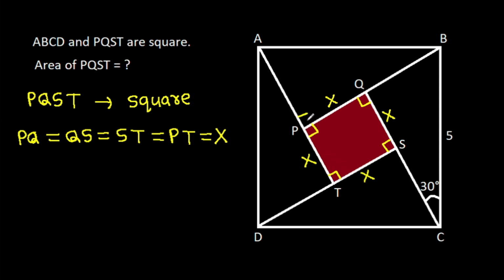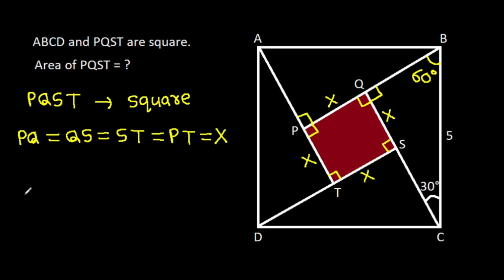So this angle will also be 90 degrees, and this angle will also be 90 degrees. So this angle will be 90 degrees minus 30 degrees, that will be 60 degrees.